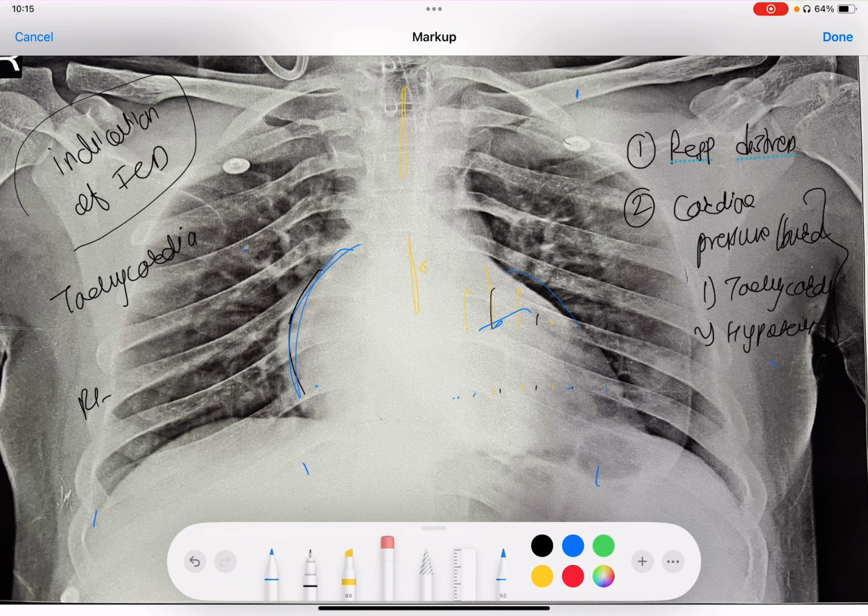The other indication is increasing pneumothorax, which is not getting settled with high flow oxygenation therapy. So even if the patient doesn't have respiratory distress or cardiac distress, but if the pneumothorax is increasing slowly over a period of a few hours or few days, then that is one of the indications to put an intercostal drain.